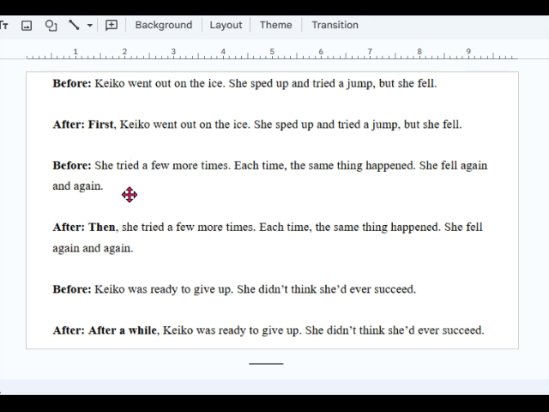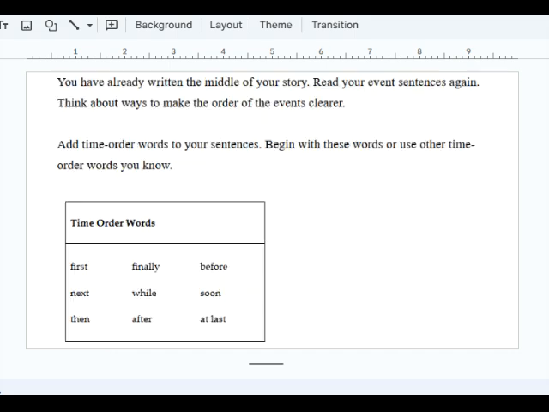Here's another sentence. This is what she had before. She tried a few more times. Each time the same thing happened. She fell again and again. Now she's added a time order word. Then she tried a few more times. So we know that that happened after the first thing. All right, here's another sentence. This is what she had before. Kieko was ready to give up. She didn't think she'd ever succeed. Right here, we've added after a while. After a while, Kieko was ready to give up. So now we know Kieko was trying for a long time, and after a while was when she gave up. These are all time order words. This is what we want to add to our writing.